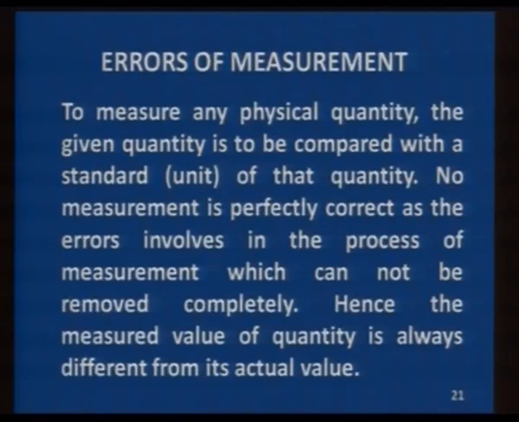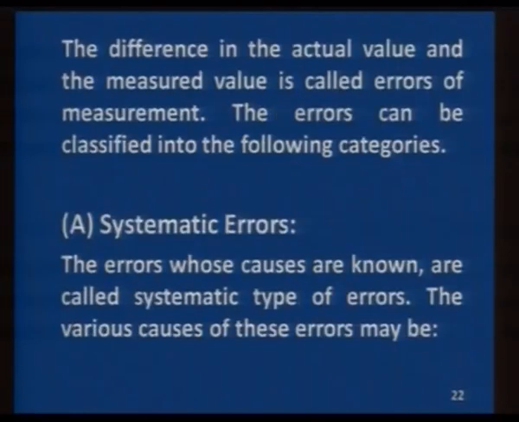To measure any physical quantity, the given quantity is to be compared with a standard which we call the unit of that quantity. No measurement is perfectly correct as error is involved in the process of measurement which cannot be removed completely. Hence, the measured value of a quantity is always different from its actual value. This difference between the actual value and the measured value is called error of measurement.